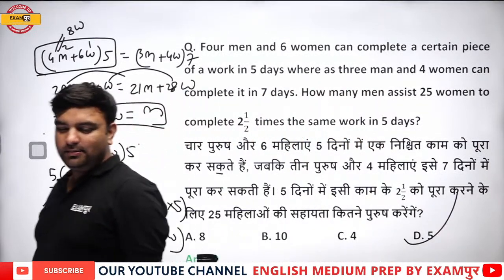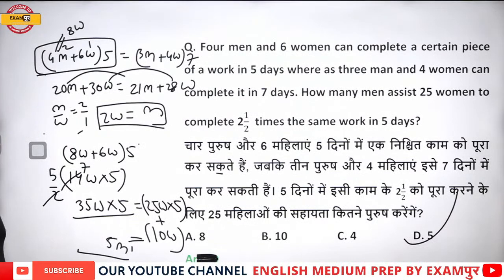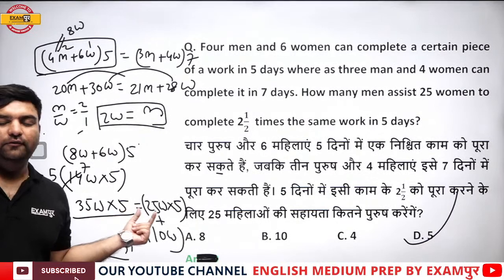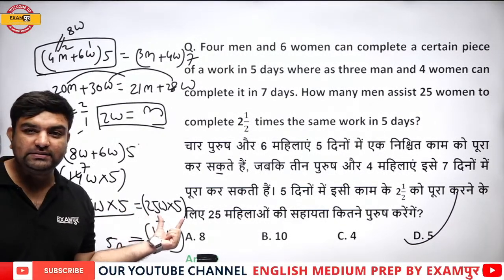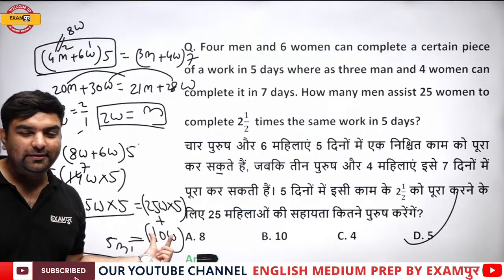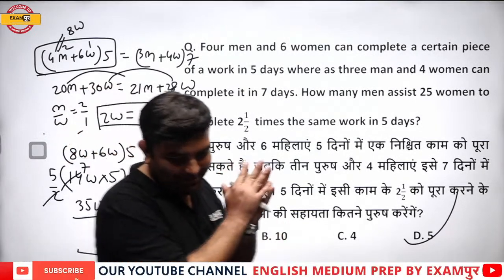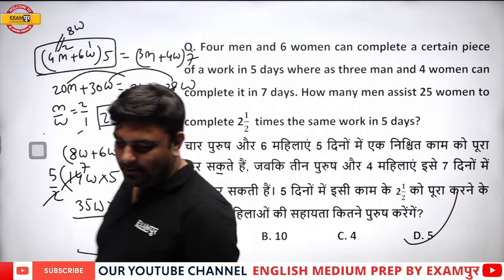Come on. Tell me. 25 women can do the work in 5 days from this equation. We have 35 women can do the work in 5 days. We have 25 women for 5 days. So 10 more required. 10 women is equivalent to 5 men. Yeah. Great.